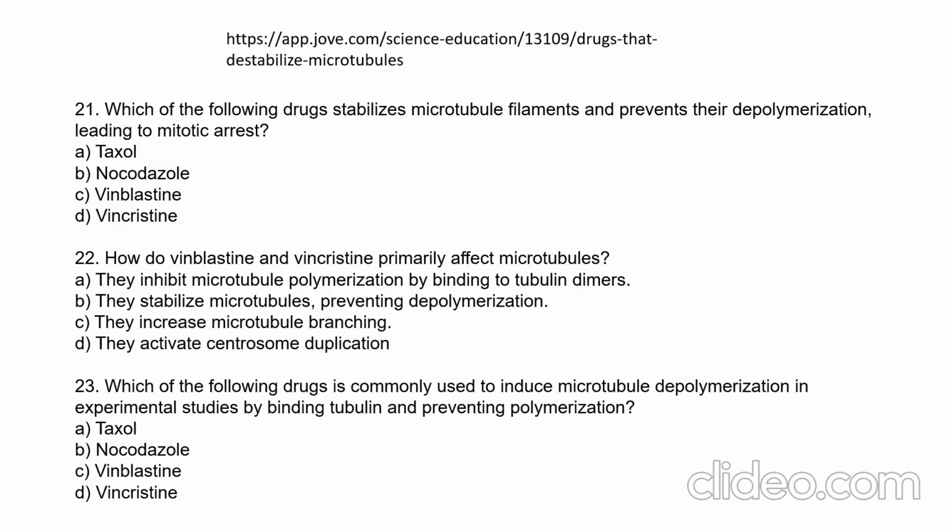It is nocodazole. So it is a very commonly used cell biological reagent, and it can be used as an antimitotic reagent, and it can bind to the beta tubulin subunits, and it can disrupt the polymerization and depolymerization of microtubules. So it can hamper cells from forming the spindles.